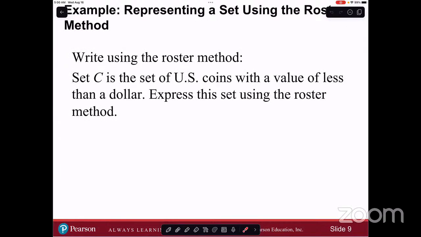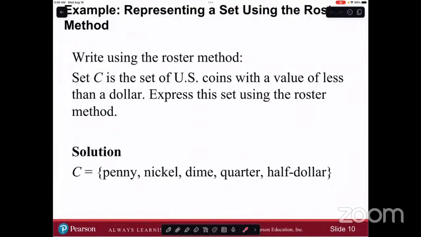So set C is a set of U.S. coins with a value of less than $1. Express a set using the roster method. So we would say something like C is the set. You have pennies, nickels, dimes, quarters, and half dollars. And you say C equals curly bracket. You list out those coins and then close it up with the curly bracket. You see it here. C is the set penny, nickel, dime, quarter, half dollar.